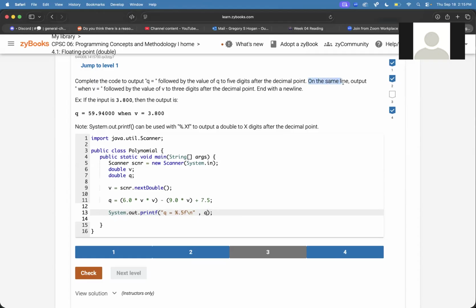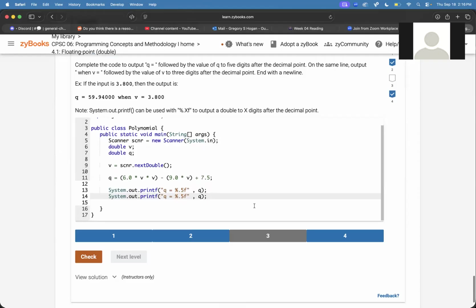And then it says on the same line. Okay, so on the same line. So actually, I do not want that backslash in. It says output when V equals blah, blah, blah. Now, I'm going to do these on 2 separate lines of code like this, but they'll show up on the same line because I don't have the backslash in there.